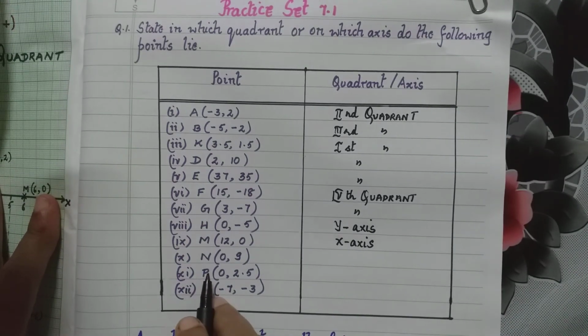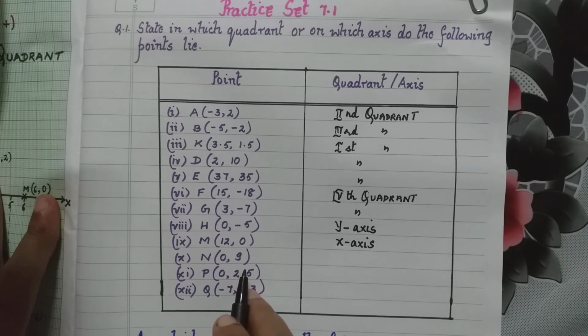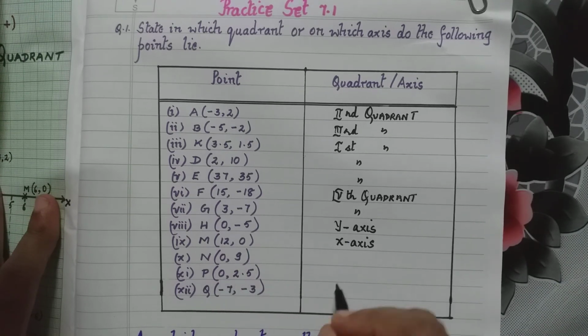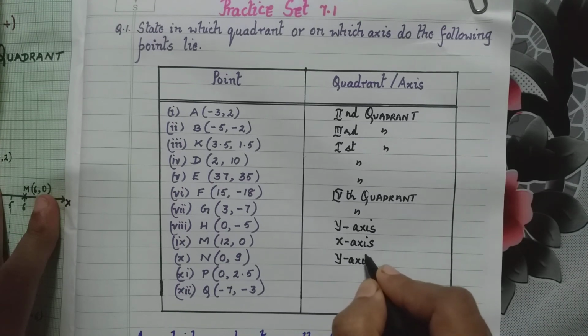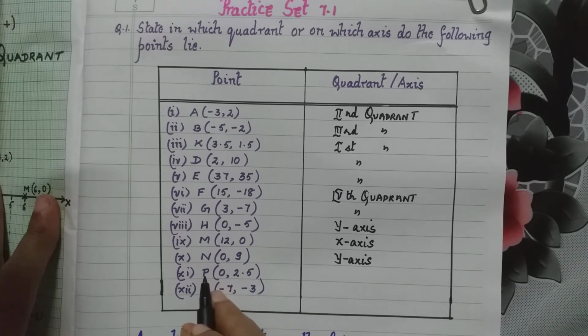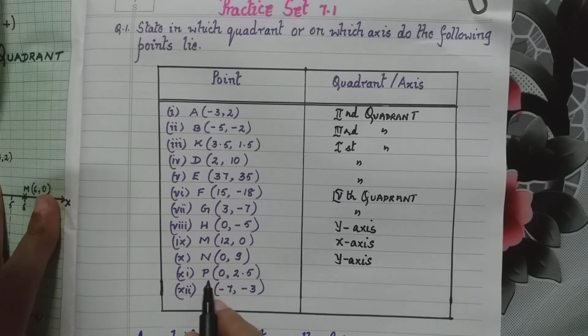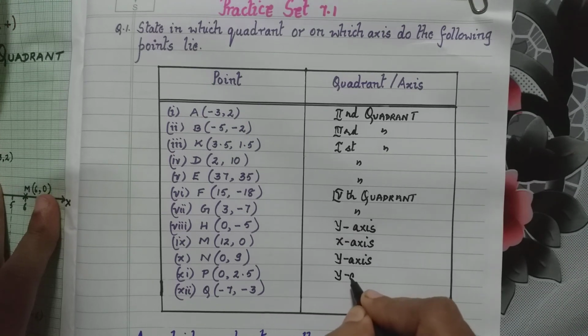Going to the 10th one, the point N having the coordinates (0, 9). So again here, since the x coordinate is 0, it will lie on the y-axis. 11th question. Here the point P is having the coordinates (0, 2.5). The x coordinate is 0, therefore it lies on the y-axis.